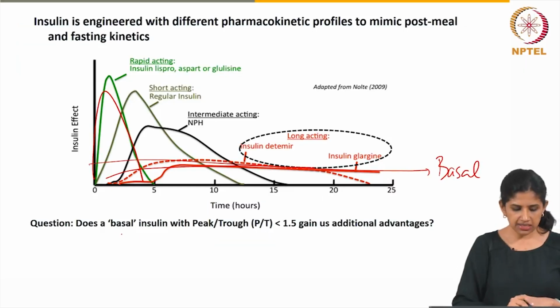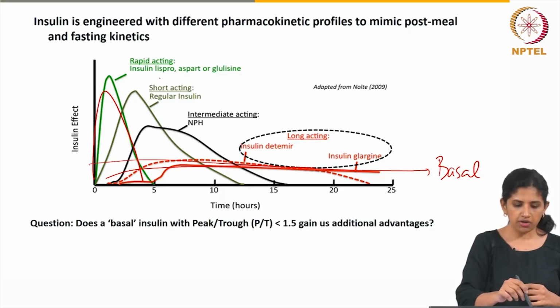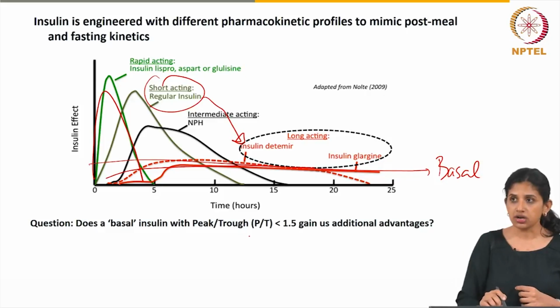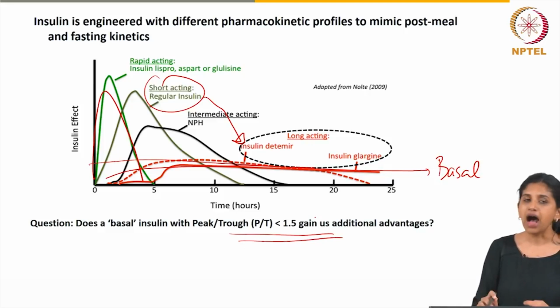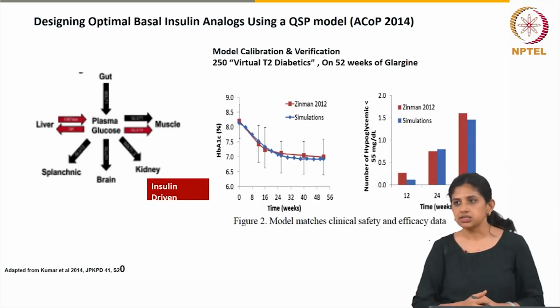The question they were asking was, as a pharma company, we have done very well in going from regular insulin and flattening it so that the peak over trough is much lower than it was. But how low is good? How low do I want to go? Does it gain any advantage for me to go below a peak over trough of 1.5? So, we developed a model to try and answer this question.